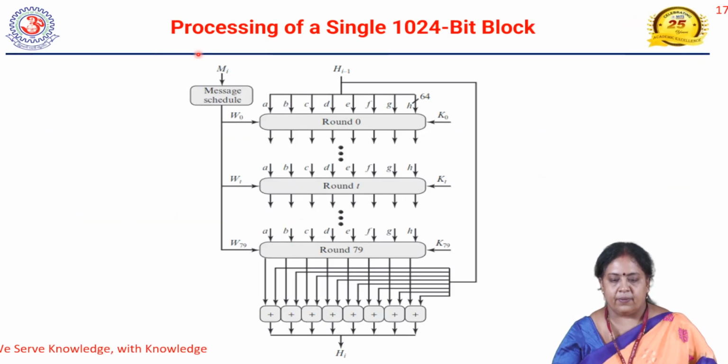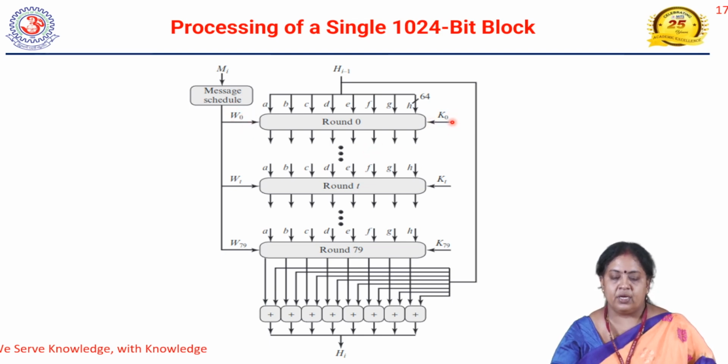Say this is a function. In this function we have 80 rounds, starting from 0 to 79. For this function, what is the input? The buffer is the input, which is represented as eight 64-bit registers. Another input is the word, which is derived from the message schedule and is 64 bits, and we take one constant called K naught.